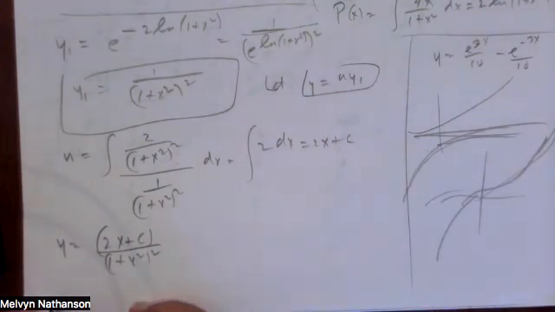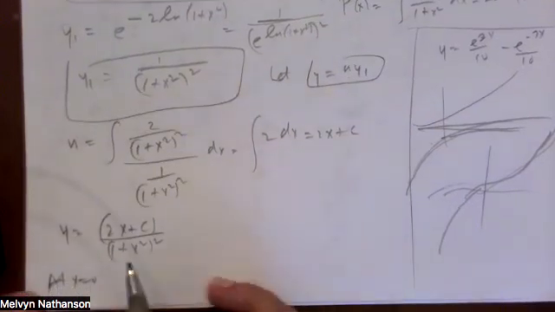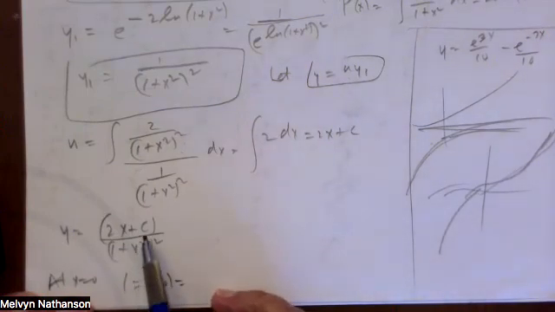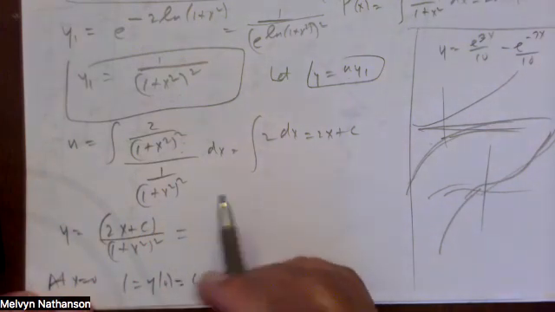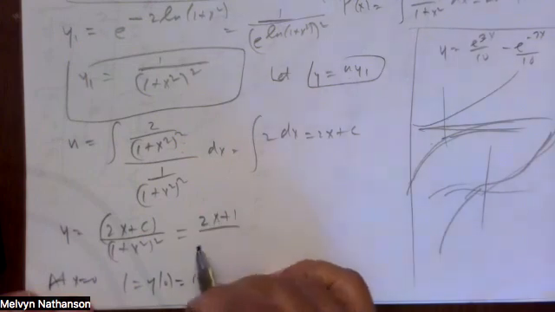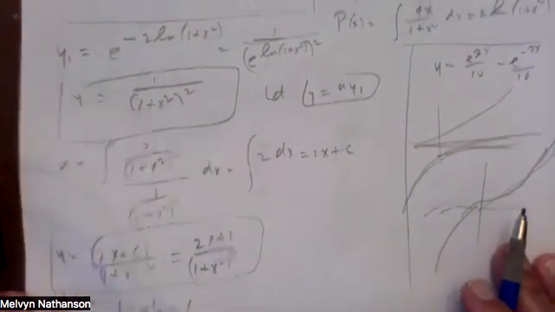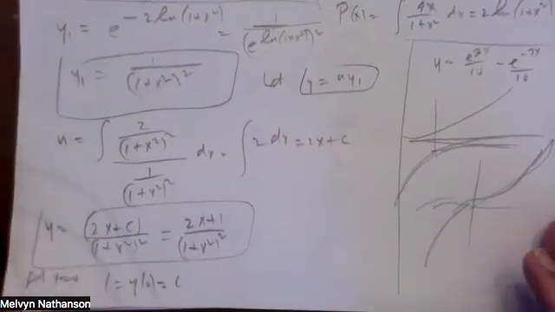That's the general solution to this differential equation. And if we let x equal 0, we want y of 0 equal to 1. When you let x equal 0, you get c. So c is equal to 1. So the particular solution to this equation is 2x plus 1 over 1 plus x squared squared. That's the solution of the initial value problem.